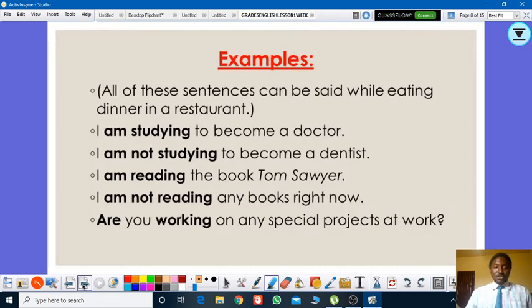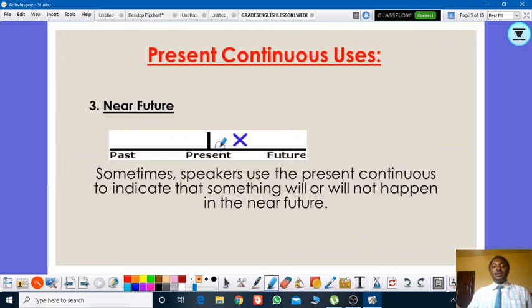The next usage of the present continuous tense is to show the near future. Near future, as you can see, the place where there is this blue X symbol is showing near future. It's not very far in the future, but it's near the present. As you can see, sometimes speakers use the present continuous to indicate that something will or will not happen in the near future, as we can see in the examples.